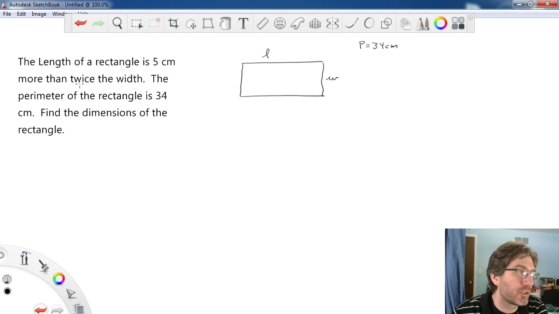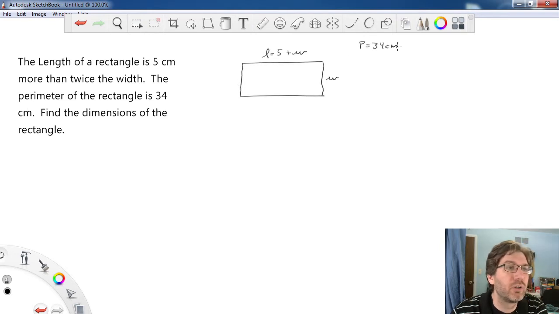Well, it gives us some information. It says the length of the rectangle is 5 centimeters more than the width. So length equals 5 centimeters plus whatever the width is. So there's your first equation. And it says the perimeter of the rectangle is 34 centimeters.